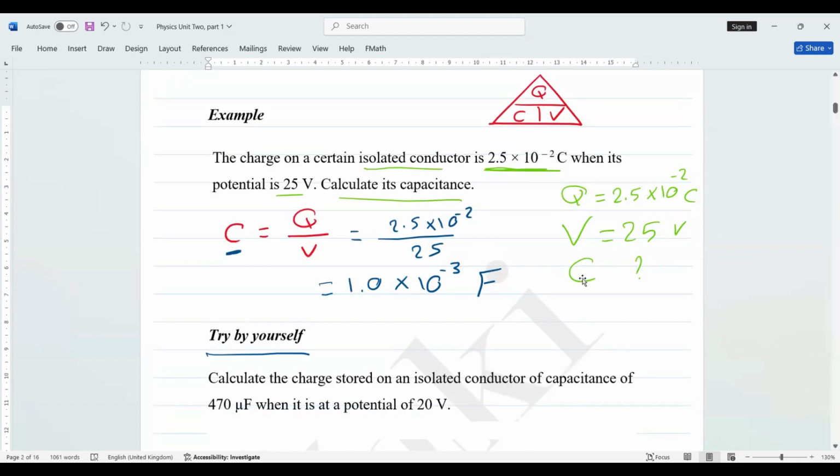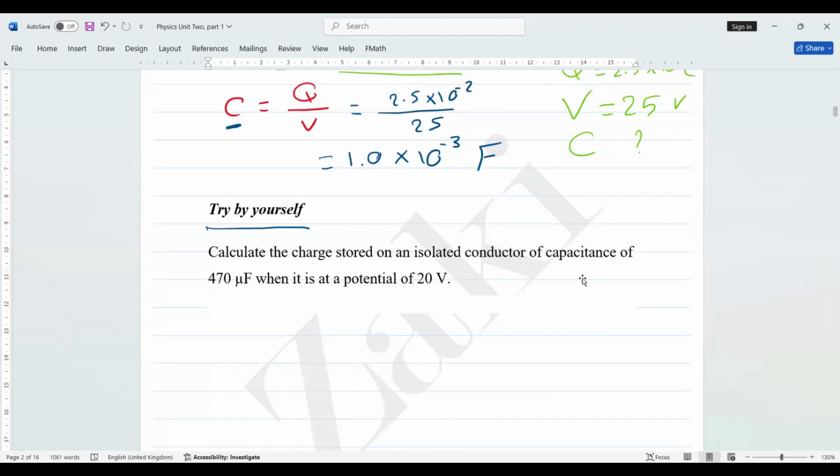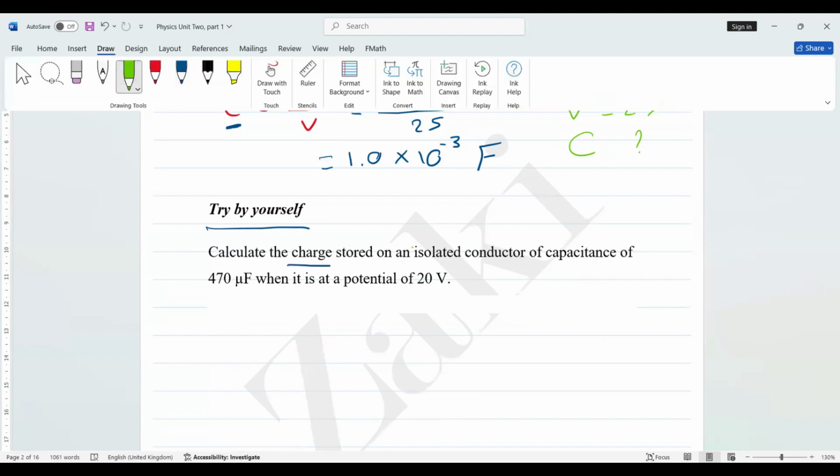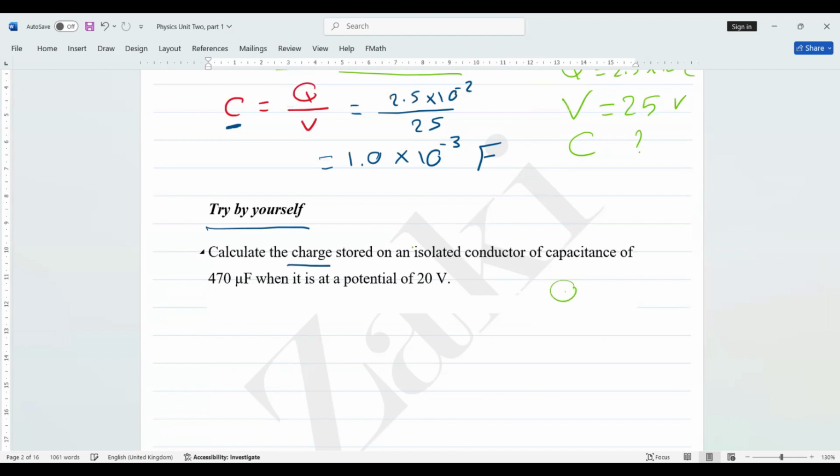Let us solve it together. Calculate the charge. Then the required is Q. So this is the required. Stored in an isolated conductor of capacitance, so this is C, capacitance. It's 470 microfarad, when the potential difference is 20 volt.